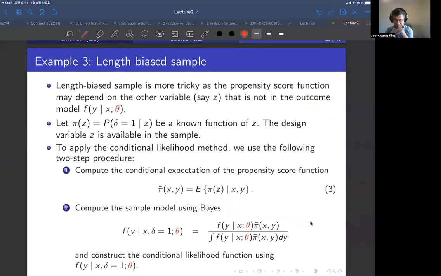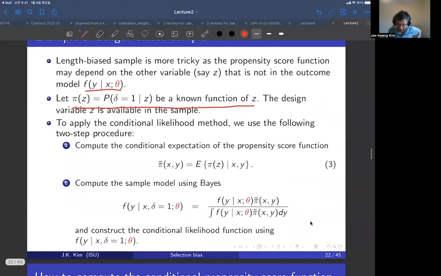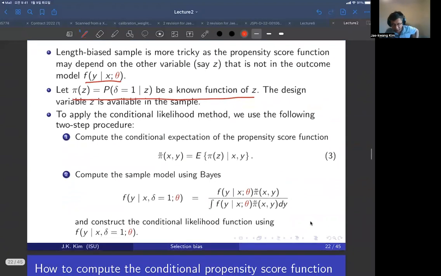Example 3, length biased sample, is more tricky because the propensity score function may depend on other variable, say z, that is not in the outcome model. So suppose this is the known function of like a sampling weight. Suppose this is the known function of z, then we can apply the conditional likelihood method using the following two-step procedure.